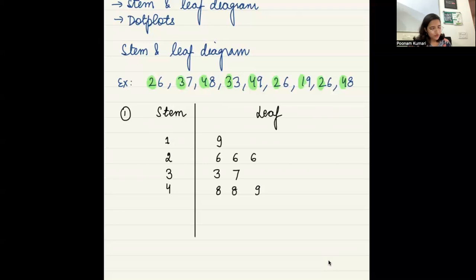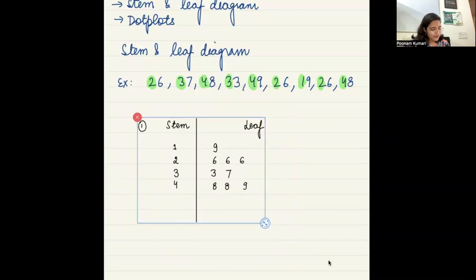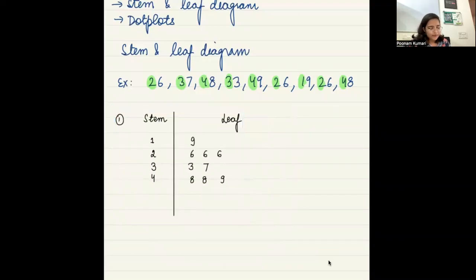Okay. And one more thing that you have to do whenever you make any stem and leaf diagram is you have to mention what is the stem and what are the leaves. So what is your stem? It is your 10th place digit, right?